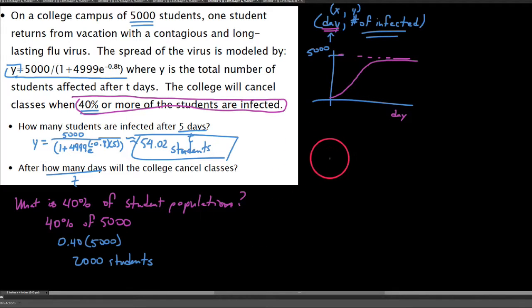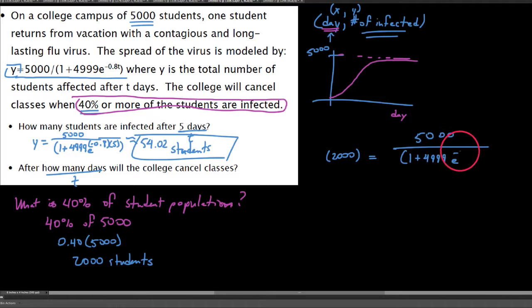So now using our model, we'll plug in 2,000 for our model here. And this is equal to now this really fun expression, 5,000 over all in parentheses 1 plus 4,999 e to the negative 0.8 times time. So this tends to be a struggle algebraically for a lot of people. So what I'm going to do is give you some suggestions when you're solving a rational expression here with something in the denominator. Or at least, let's start with this.